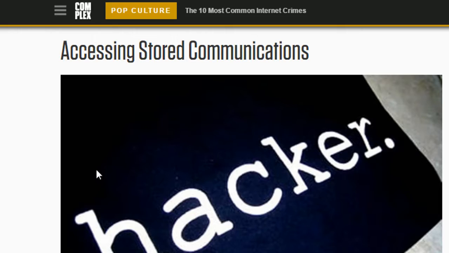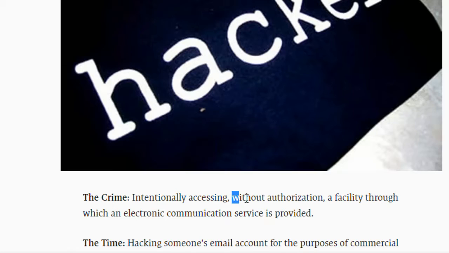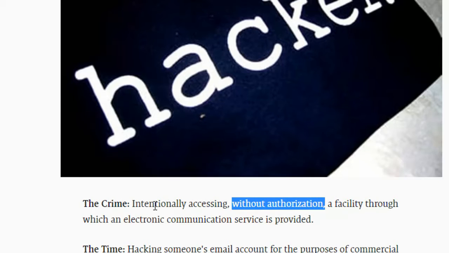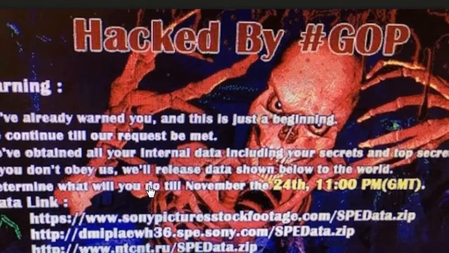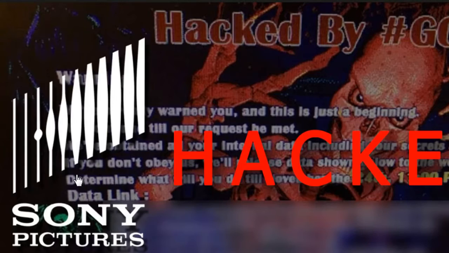The third one is accessing stored communications, also known as hacking. It is the act of obtaining unauthorized access to data from a computer network. This is typically done to commercial and government sites to threaten its owner. In late 2014, a group of hackers hacked Sony's website because of the impending release of the controversial film The Interview.